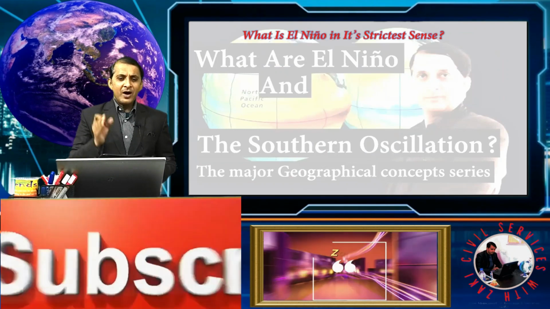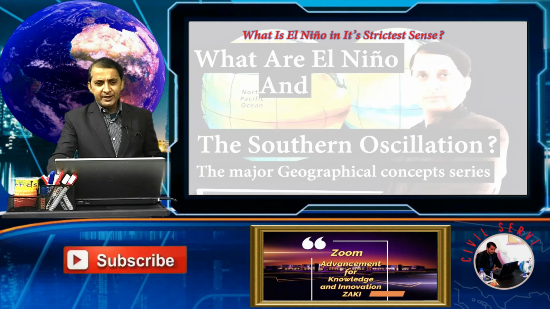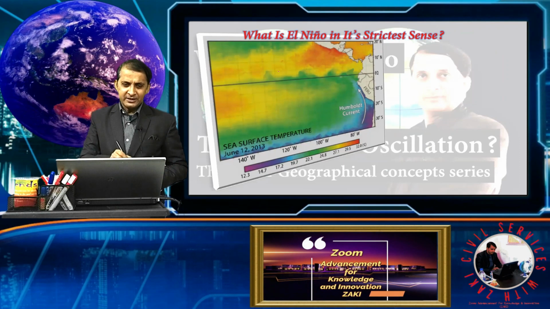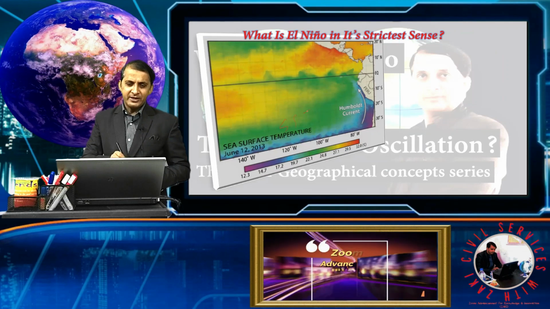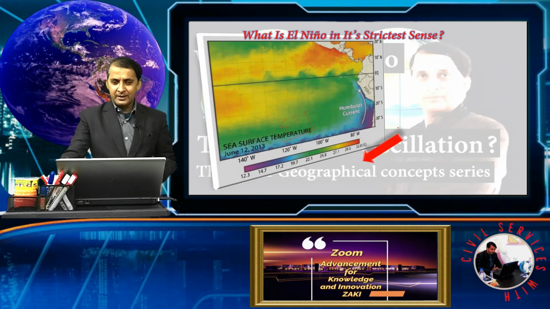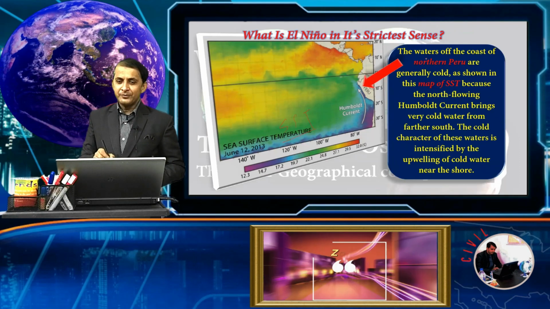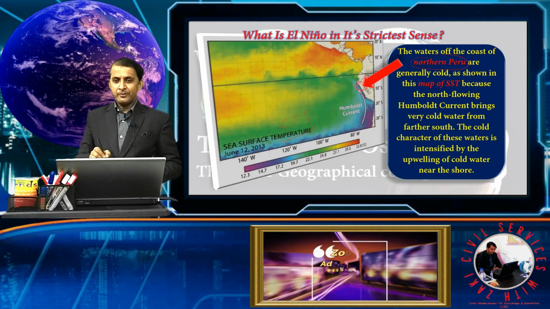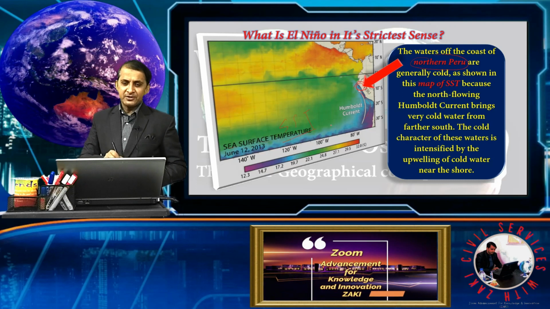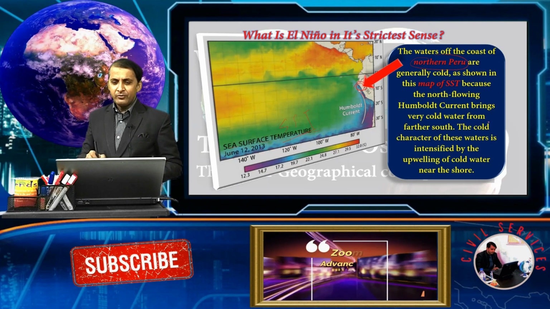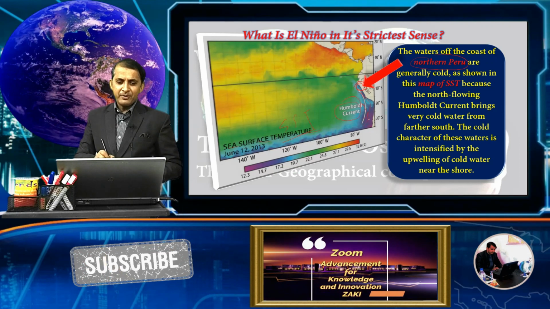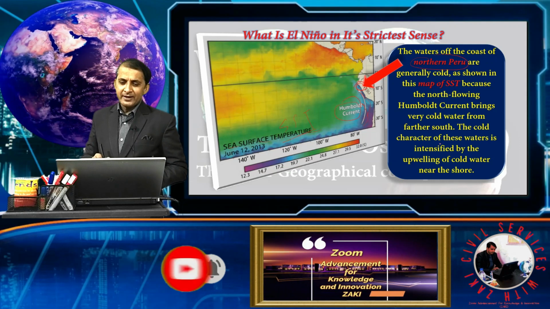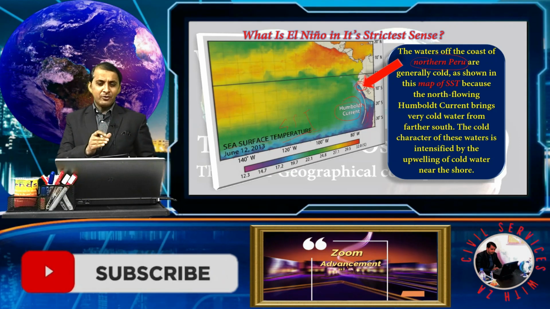So what is El Nino in its strictest sense? See here the sea surface temperature, in short SST, of the East Pacific Ocean and this equatorial region. The water off the coast of northern Peru is generally very cold, as shown in this SST map, because the north-flowing Humboldt current brings very cold water from the Antarctica, from the farther south. The cold character of this water is intensified by the upwelling of cold water near the equator.